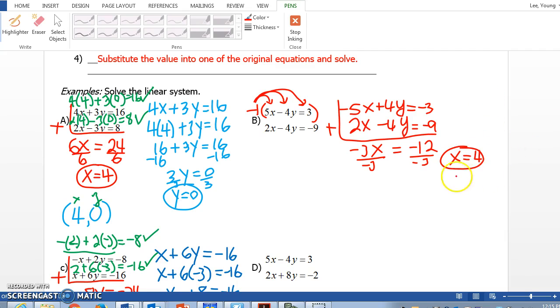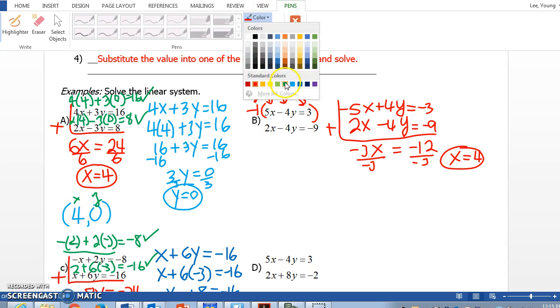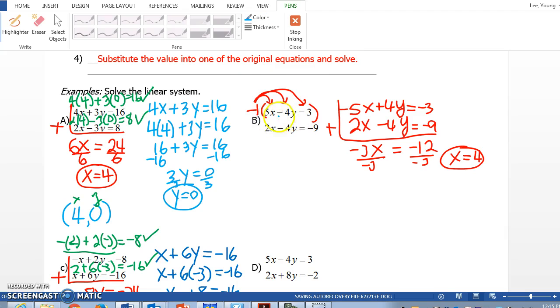Now, once you get x equals 4, the next step is to substitute the value into one of the original equations. This time, it doesn't really matter, I'm going to choose the top one: 5x minus 4y equals 3. We're going to substitute x with 4, so go ahead and do that. 5 times 4 minus 4y equals 3.